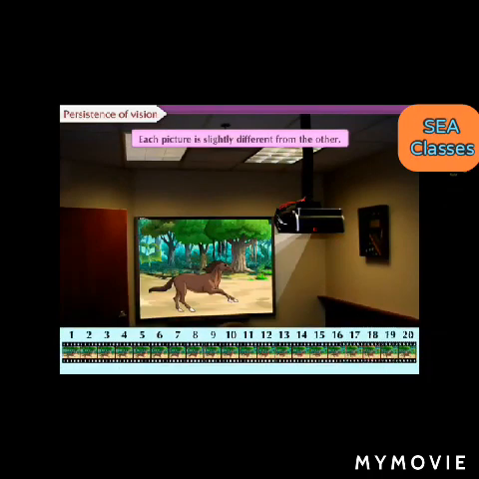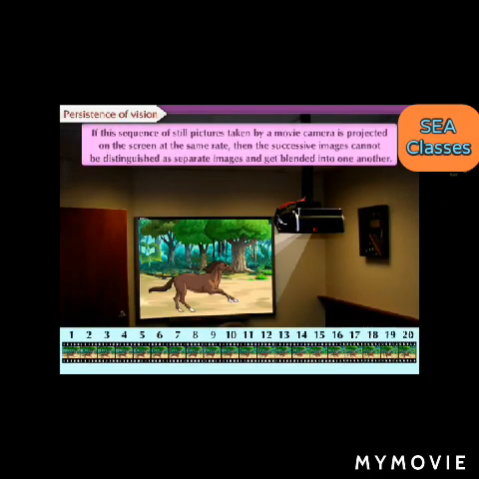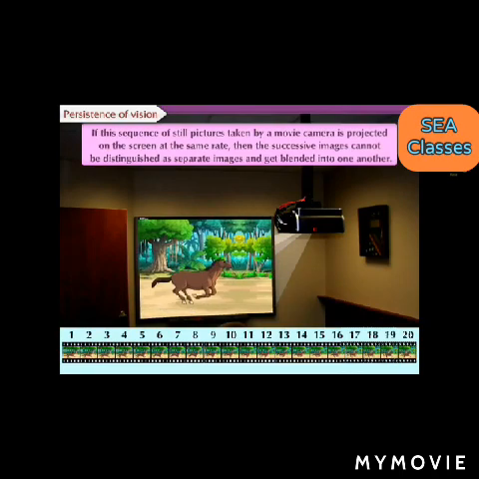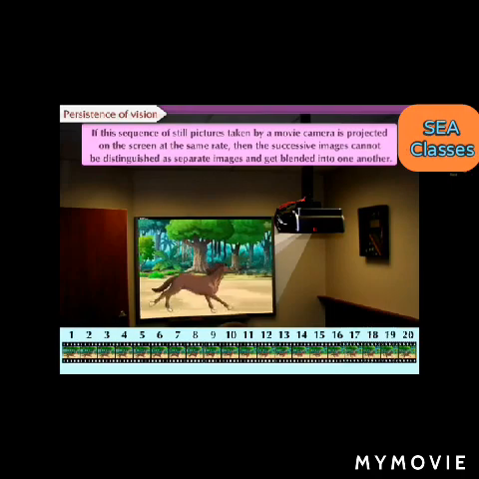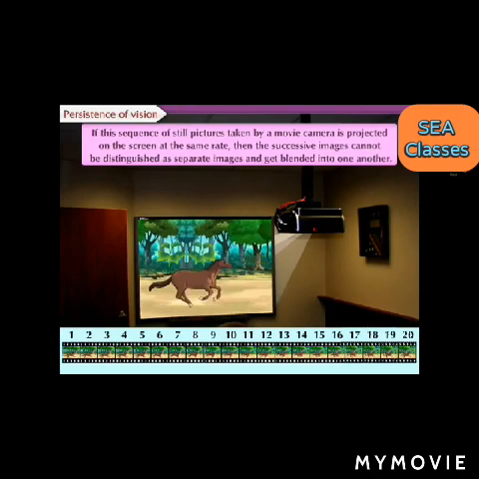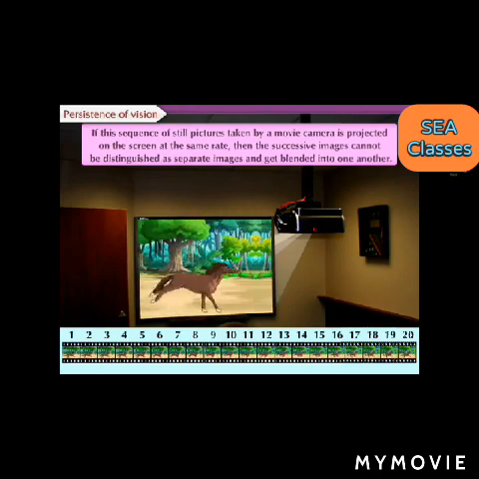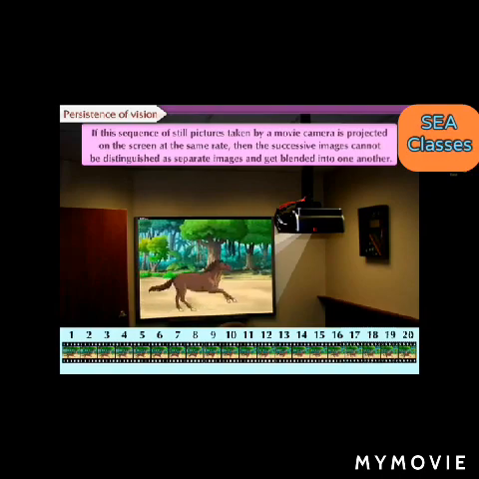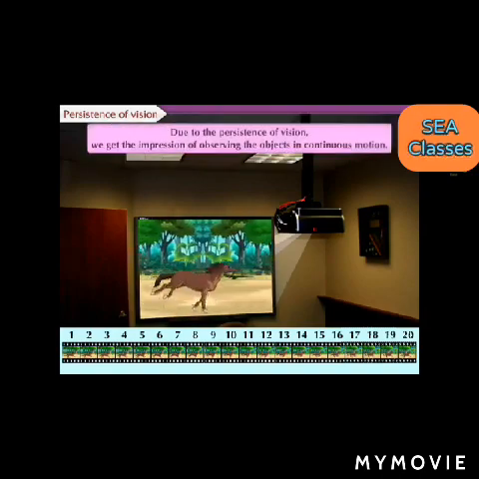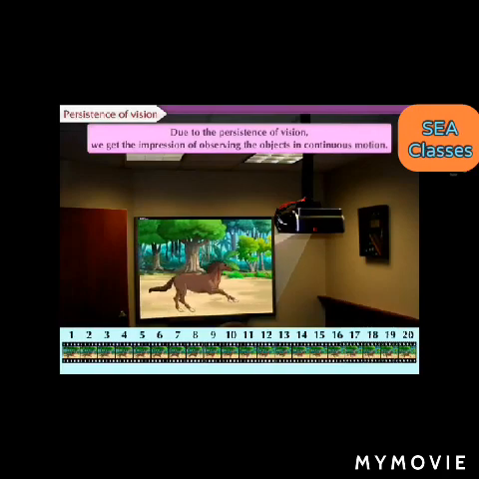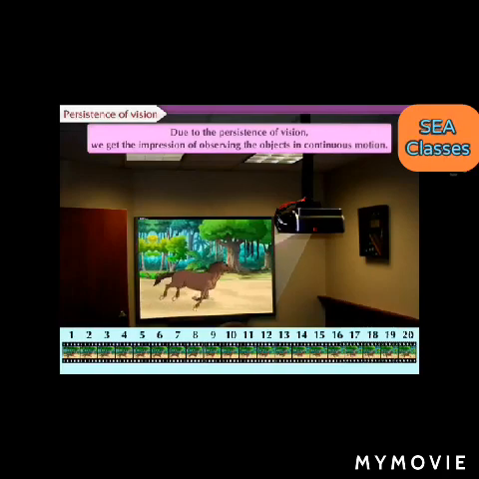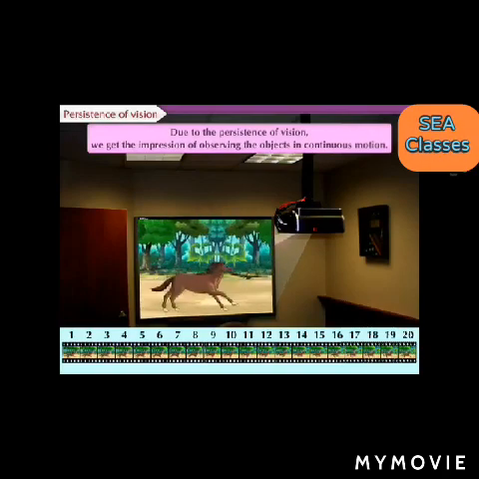Each picture is slightly different from the other. If this sequence of still pictures taken by a movie camera is projected on the screen at the same rate, then the successive images cannot be distinguished as separate images and get blended into one another. Due to the persistence of vision, we get the impression of observing the objects in continuous motion.